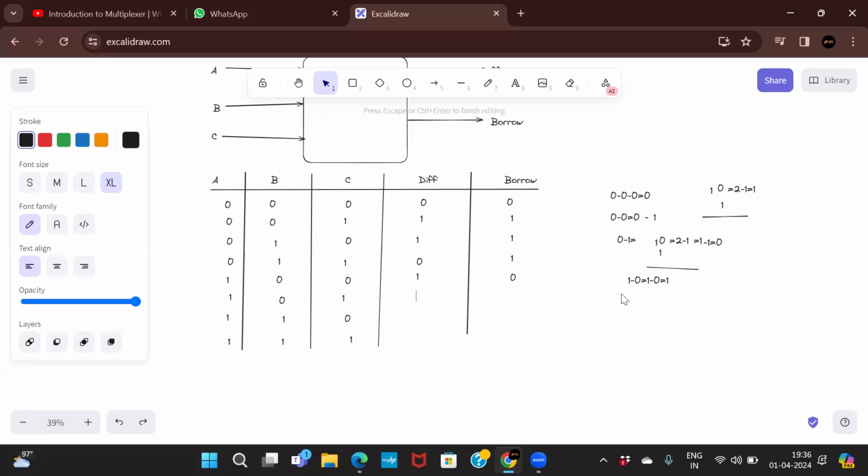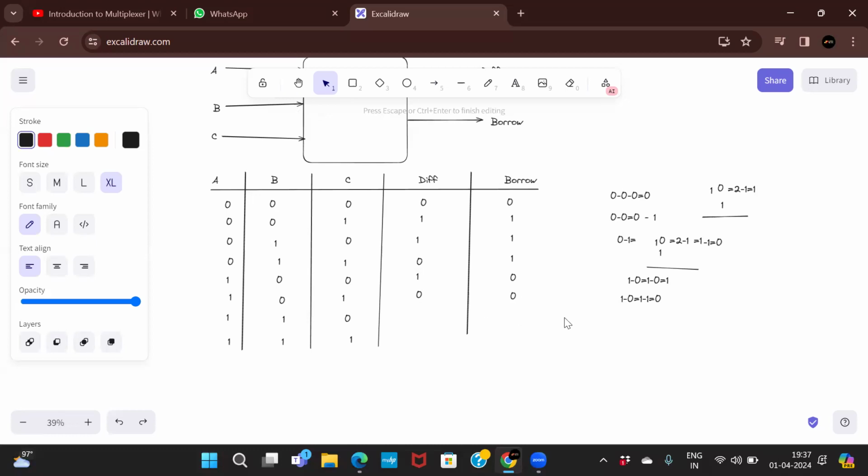Again we have 1 0. 1 minus 0 is equal to 1. Again we have 1, and 1 minus 1 is equal to 0. So the difference is 0 and the borrow is also 0. Getting it? Same again.